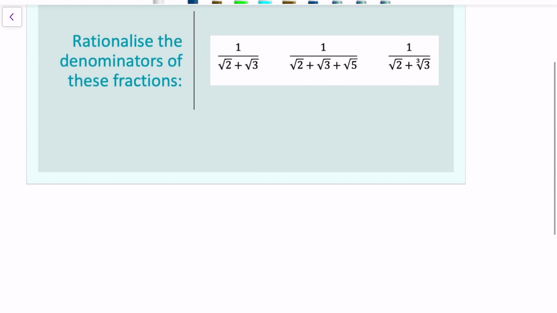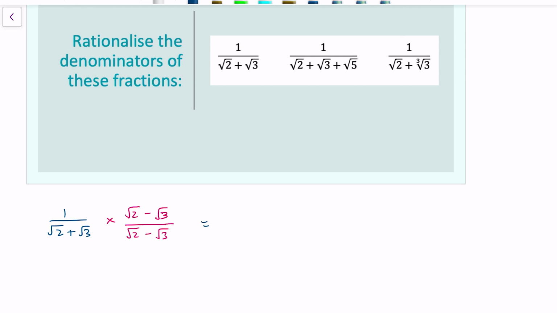So let's have a look at the first one and what's happening. We know from our achieved work that we multiply by the conjugate of the denominator. I'd just like you to think about why that actually works. Rationalizing the denominator means turning the denominator into a rational number.